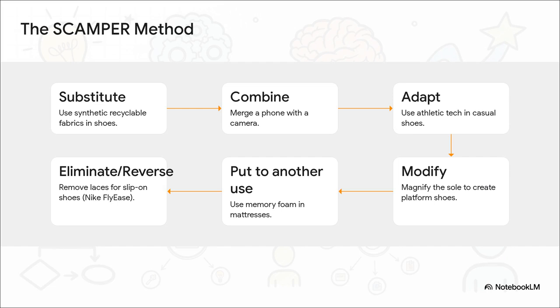Think about what Eliminate could do. It might drive down costs or make something easier to use. Or Combine. That could create a whole new product category. Nike's Fly Ease technology is a perfect example of Eliminate. They got rid of traditional laces and in doing so created a revolutionary shoe that was way more accessible for everyone.